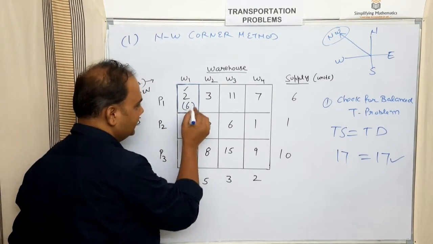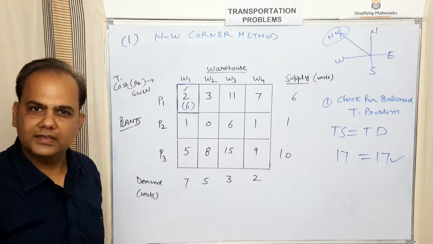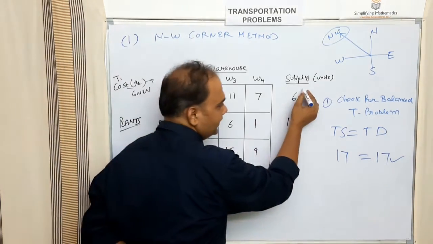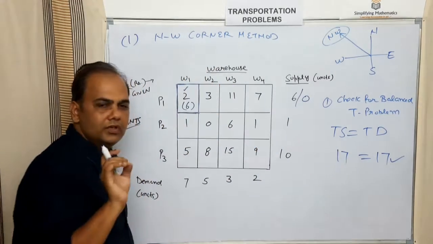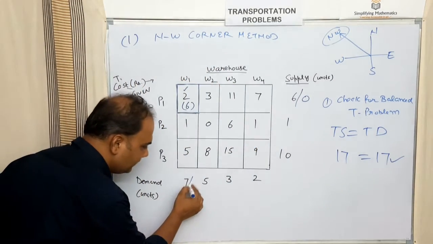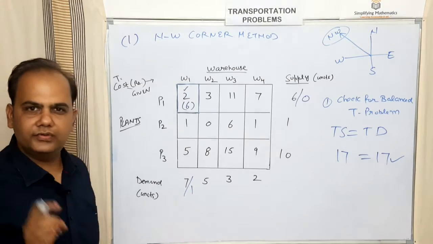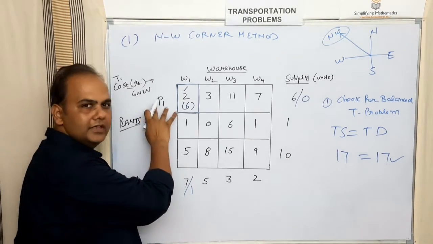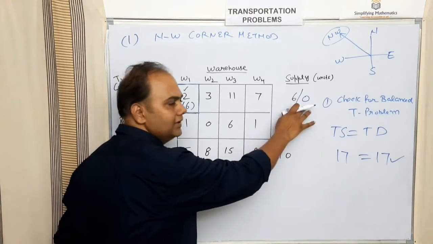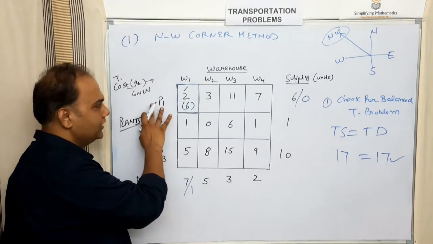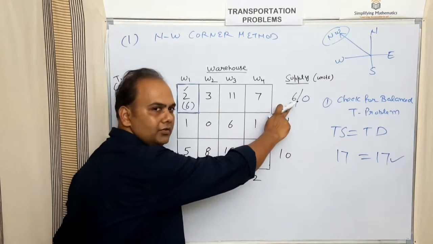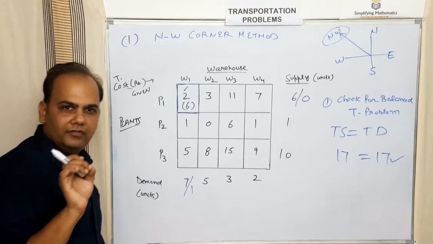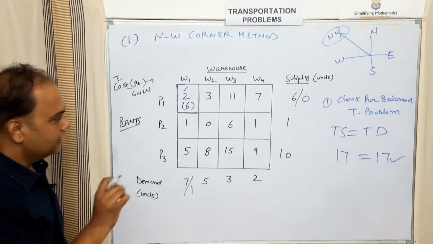So we have written it in brackets: we have allocated 6 units. After allocating 6 units, how many units are left in supply? You are left with 0 units. And how many remain in demand? You are left with only 1 unit. So this means that the supply of this plant P1 is satisfied. Satisfied means this plant can supply a maximum of 6 units, and it has transferred them to warehouse W1.